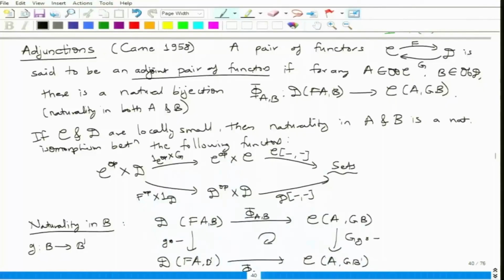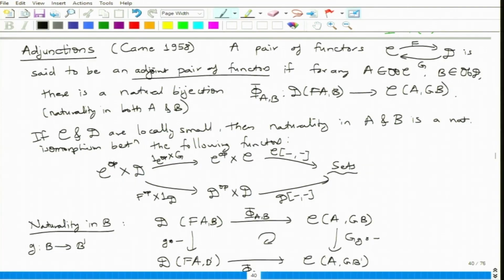Let me remind you what an adjunction is. An adjunction is a pair of functors in opposite directions between two categories, and this pair is said to form an adjoint pair of functors if, for any choice of objects from either category, there is a natural bijection between the appropriate hom sets.